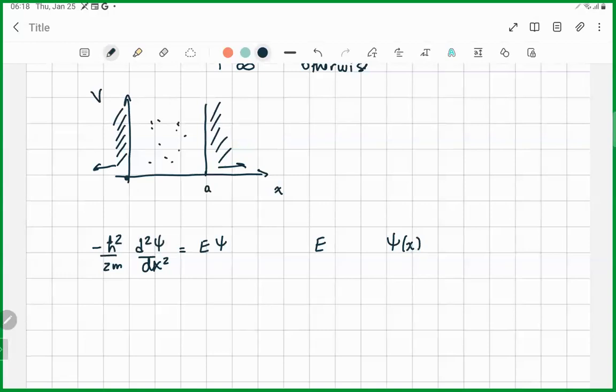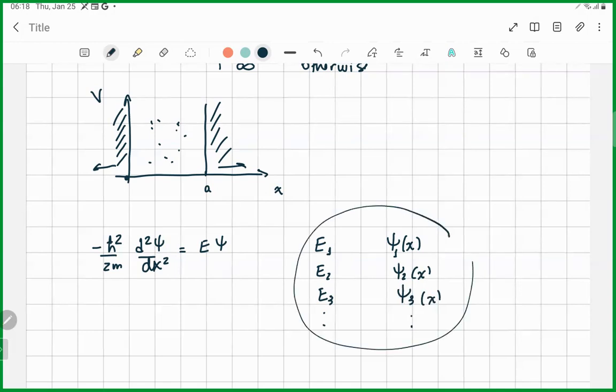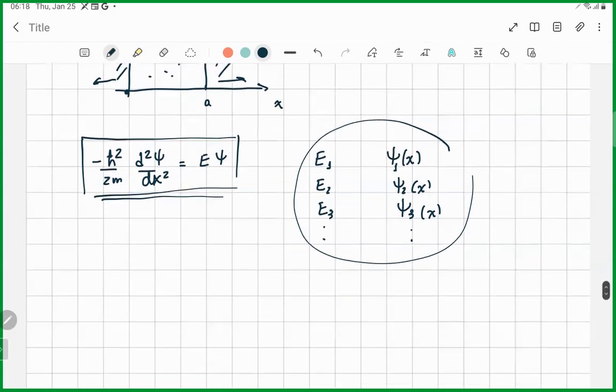It means to find all the energies and the corresponding states, the corresponding functions of X. Now remember what we said. There is not just one energy. There are many, E1, E2, E3, and so on, and the corresponding functions. This is what we have to do. We have to find this set of solutions for the time-independent Schrödinger's equation in the case of the infinite square well.